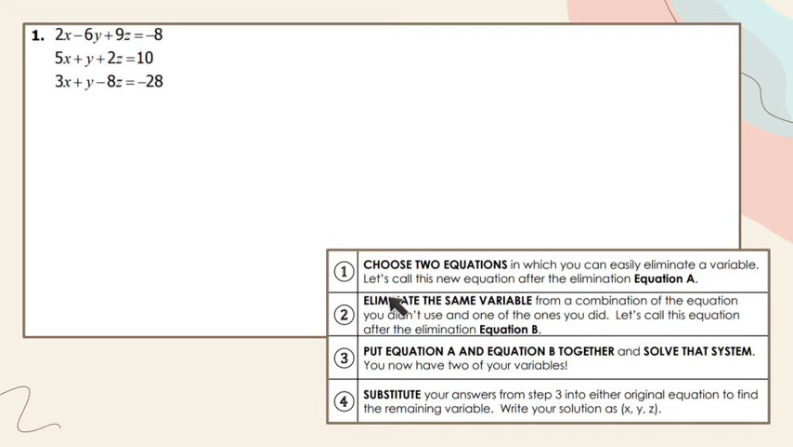And then once we eliminate that, we'll call this new equation after the elimination equation A. So if I'm looking at these, the x's have a 2, a 5, and a 3. None of those are super easy to eliminate. Here we have 6, 1, and 1 on our y values. So the 1 and 1, if I just changed one of them to a negative, those would cancel. So that seems easy. Over here I have a 9, a 2, and an 8. And I think that the y's are my easiest ones.